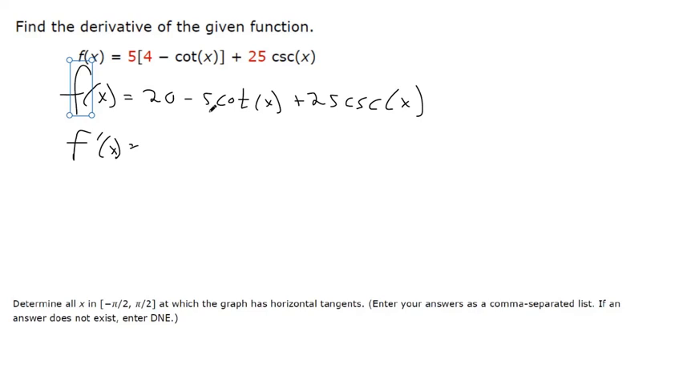The derivative of negative 5 cotangent of x, we need to know the derivative of cotangent. The derivative of cotangent is negative cosecant squared x. So anytime you're taking a derivative of cotangent of x, you can put negative cosecant squared x. And a negative times a negative is going to make a positive. So that's cosecant squared x. And then what I write here, that's a 25.